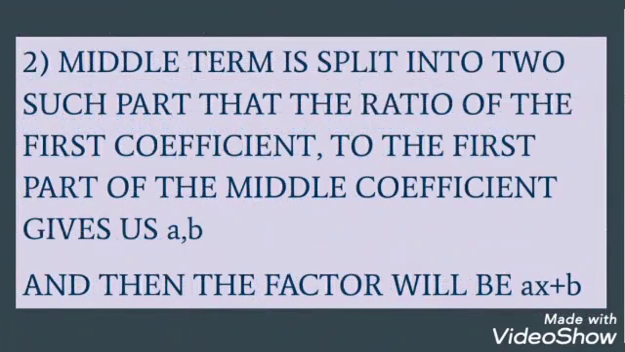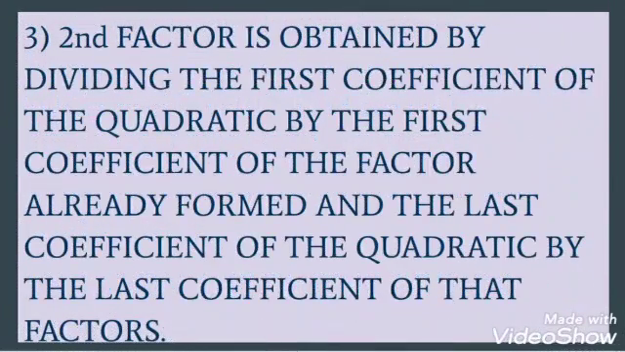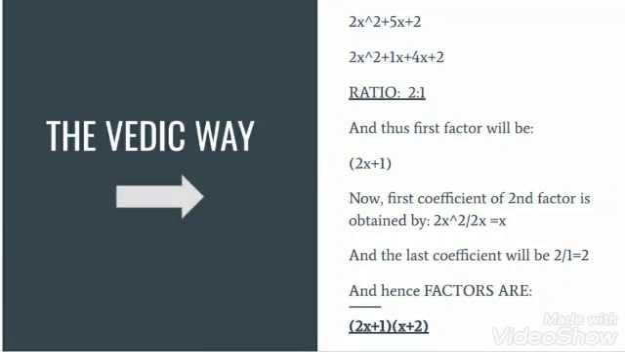Middle term is split into two parts so that the ratio of the first coefficient to the first part of the middle term gives us a and b, and thus the factor will be ax plus b. The second factor is obtained by dividing the first coefficient of the quadratic by the first coefficient of the factor already formed, and the last coefficient of the quadratic by the last coefficient of that factor.